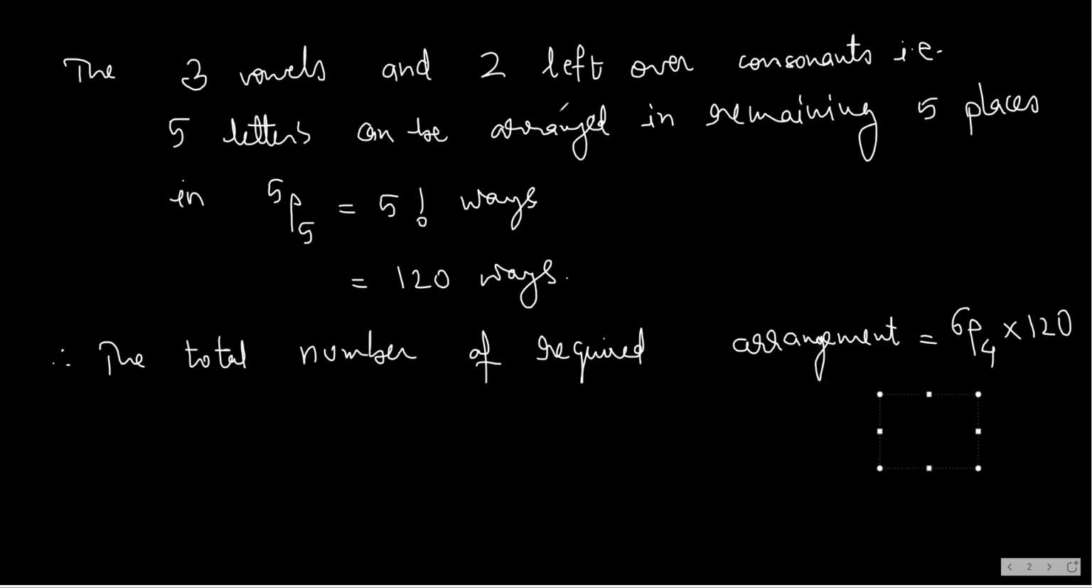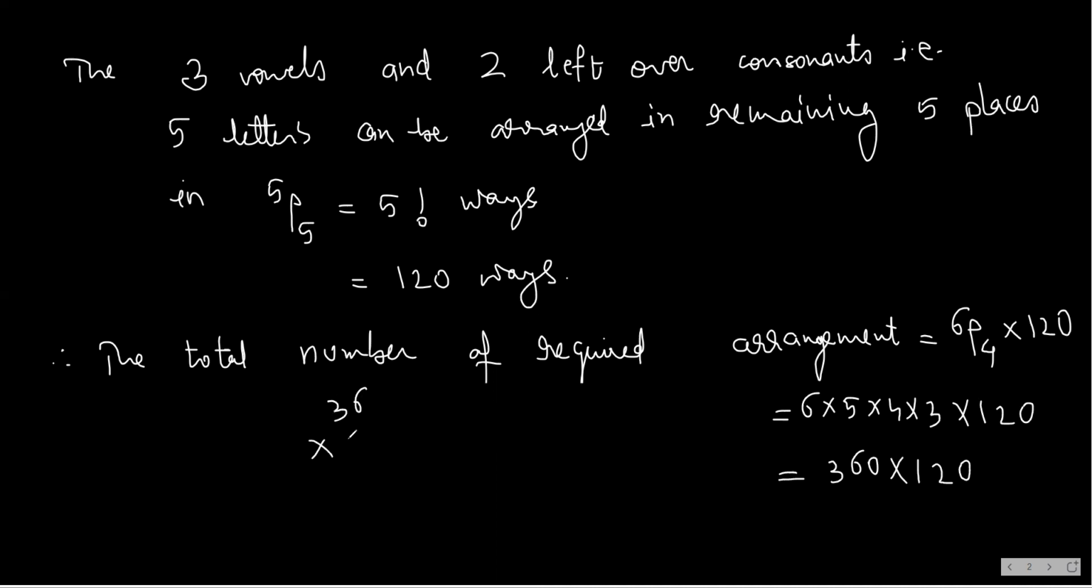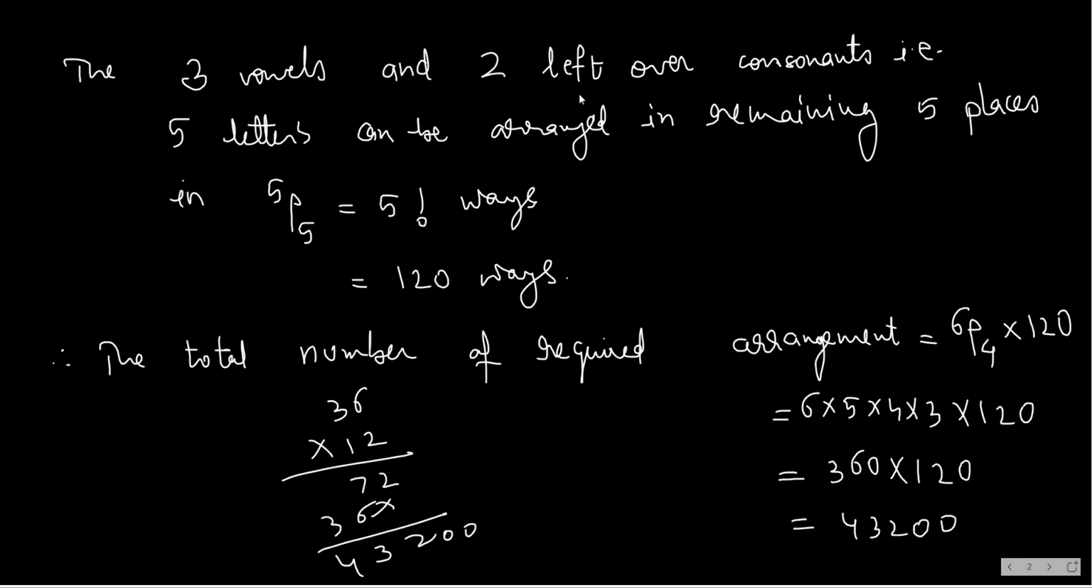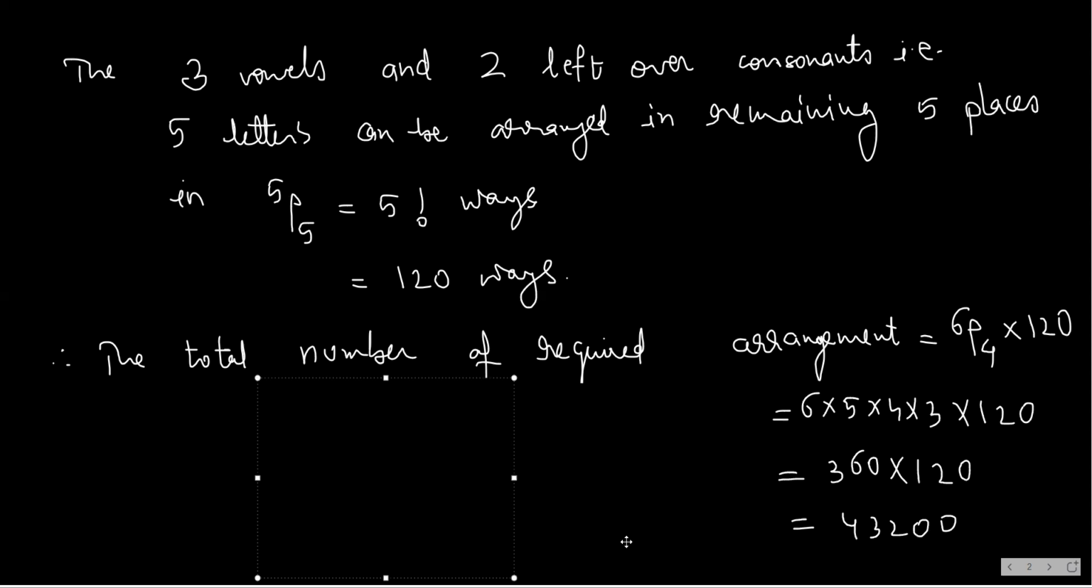So 6p4 will be 6 into 5 into 4 into 3 into 120. That is 360 into 120. Now 36 into 12 is 4320. Okay, tell me students, have you all followed it? Any doubt to anybody in this? No.